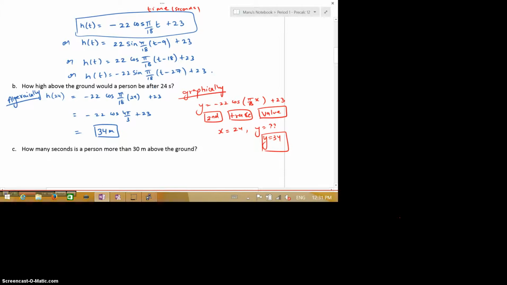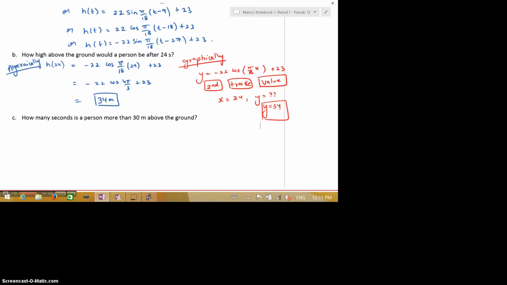Similarly, I can ask you to work backwards. How many seconds is a person more than 30 meters above the ground? This is where the algebraic approach is not going to work, right? Because there is more than one answer. What the question is saying is that somewhere along the ride, the person was above the height of 30 meters from the ground. We want to see how long this person was above the height of 30 meters. So we have to solve this graphically.